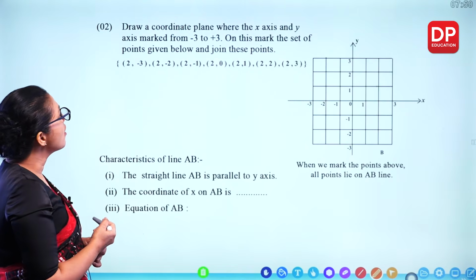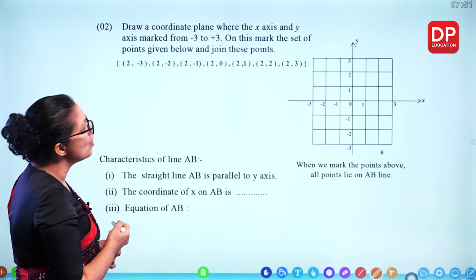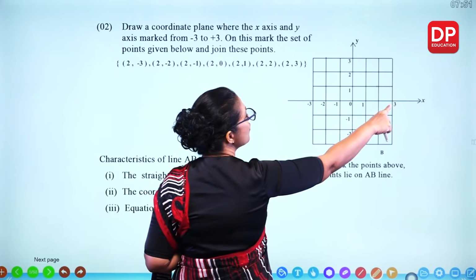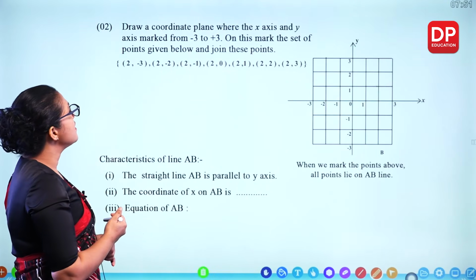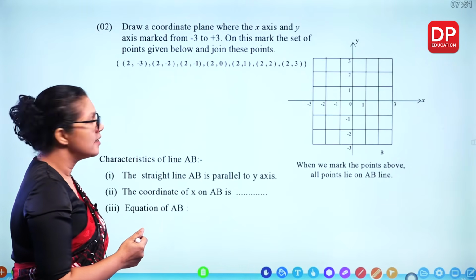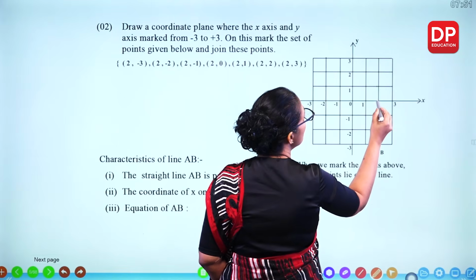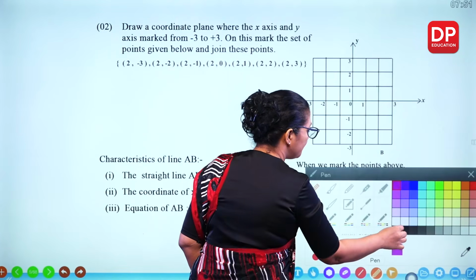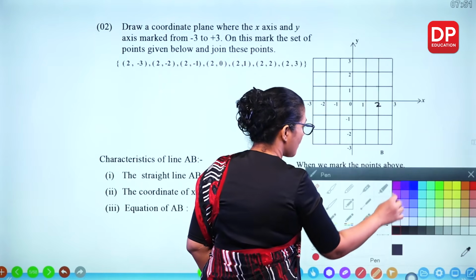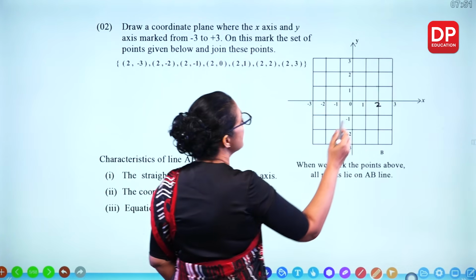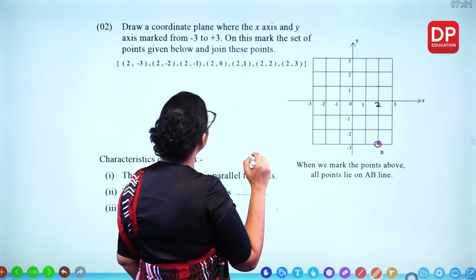Look at this one. Draw a coordinate plane where the x-axis and y-axis are marked from minus 3 to 3. On this, mark the set of points given below and join these points. Okay, we'll try to mark (2, -3). Here I'll write down the value 2. (2, -3) is here. Then (2, -2).